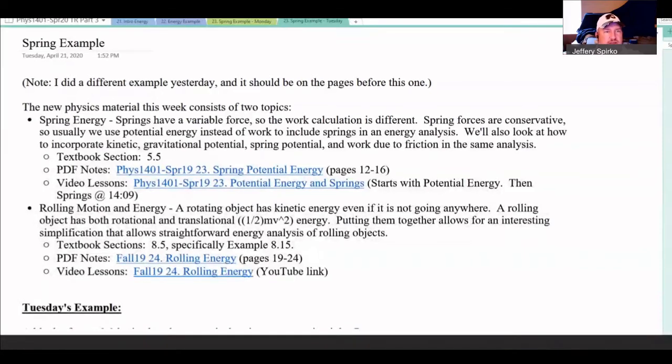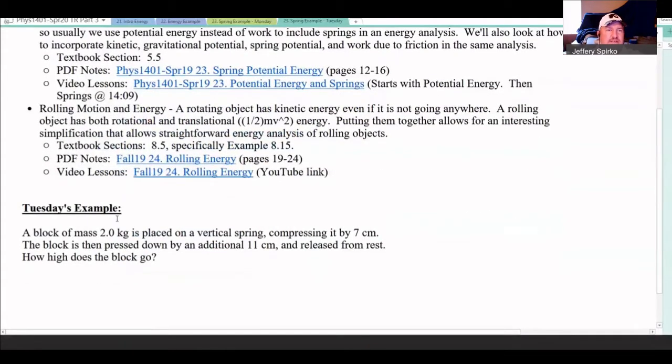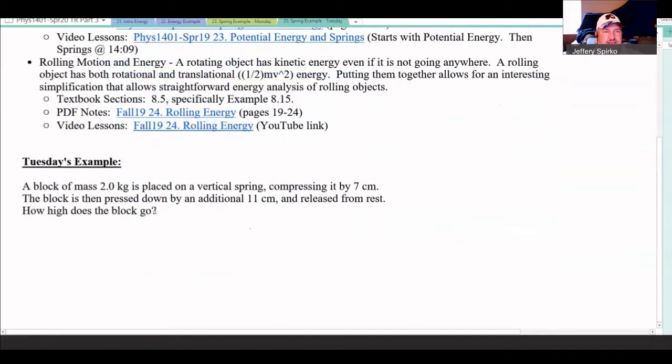Here we are on Tuesday, the last day of regular potential energy discussion, and we're going to talk about springs and a spring energy example. So I have a really simple example set up involving a block and a spring, and we're going to try to dissect this and figure out everything we can about this.